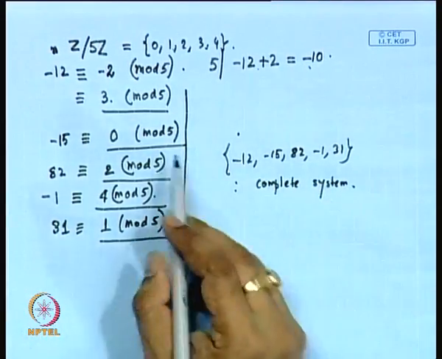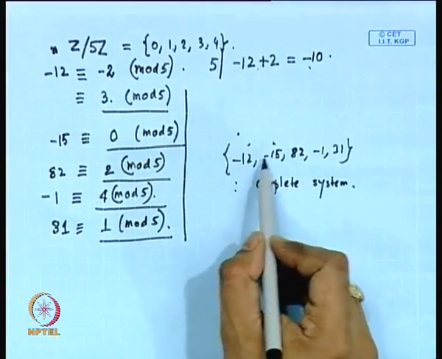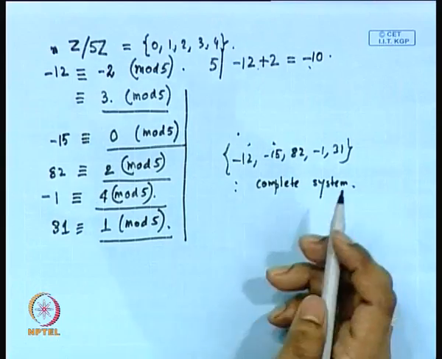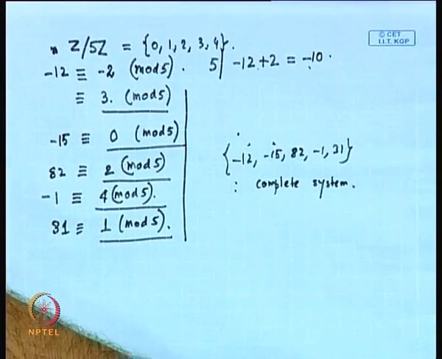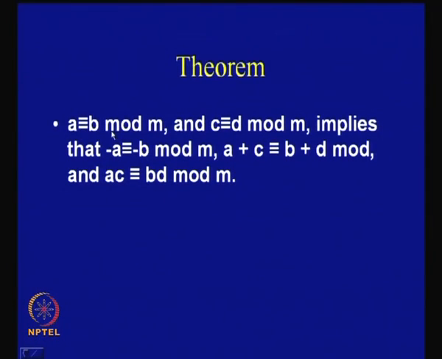Any two numbers from this set are incongruent to each other. They are not congruent. You can check this. So there is a theorem. I am really not going to the proof, but it is very simple.